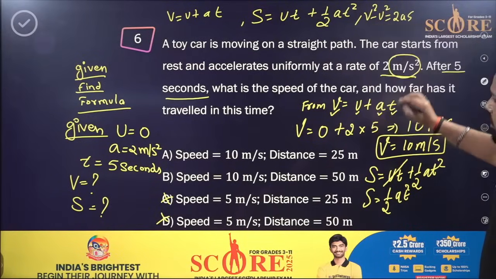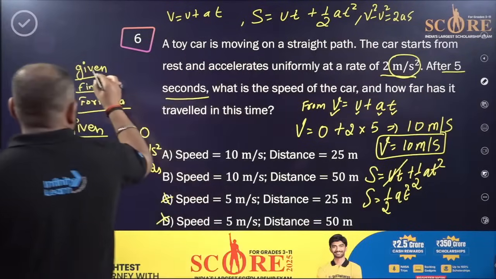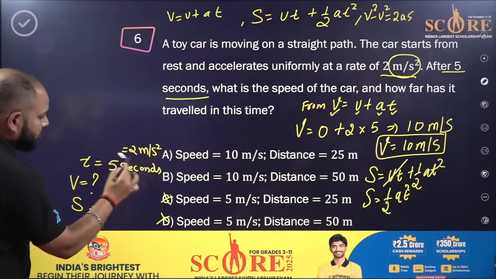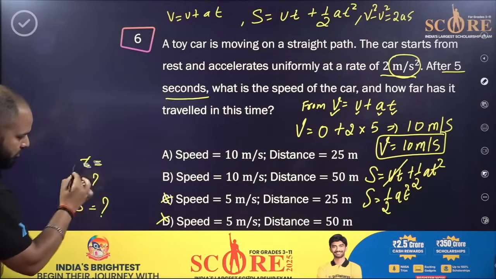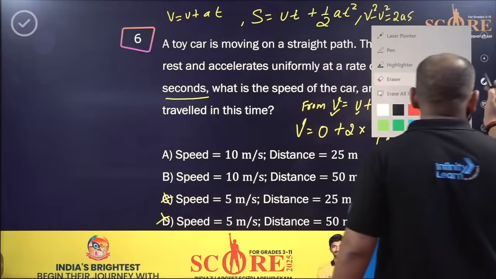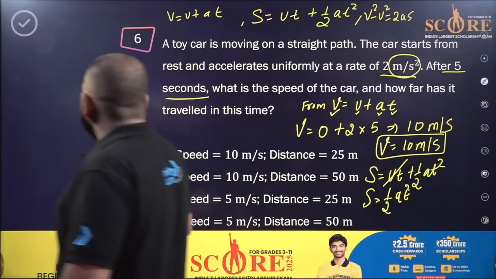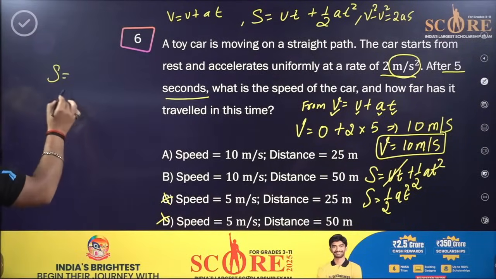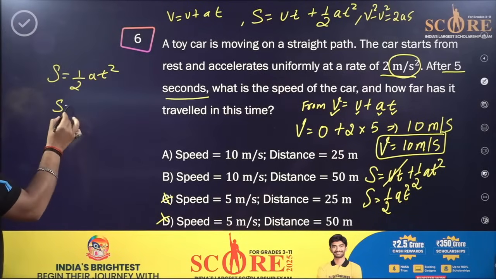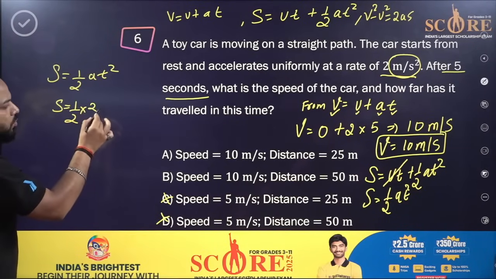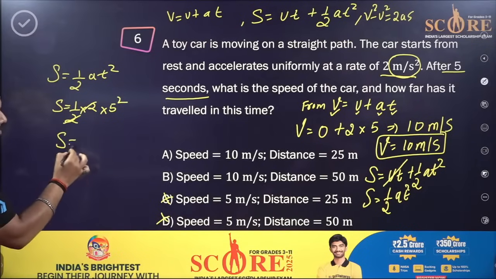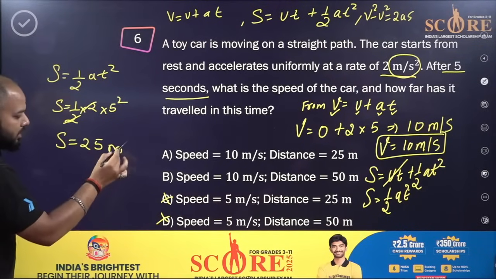Okay, so let's go with it. Here I'm writing, now it becomes s equals half a t square. So s equals 1 by 2, a is 2, t is 5 square, that is 25. So the 2s cancel out, so s becomes 25 meters.